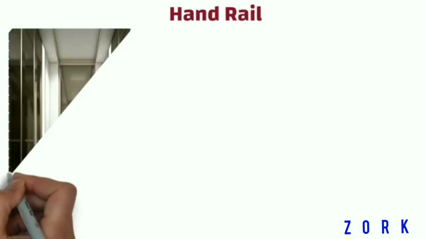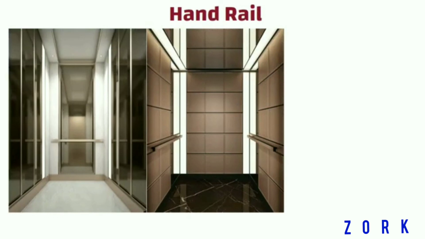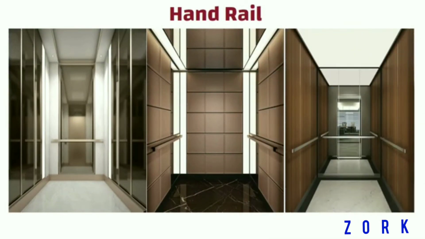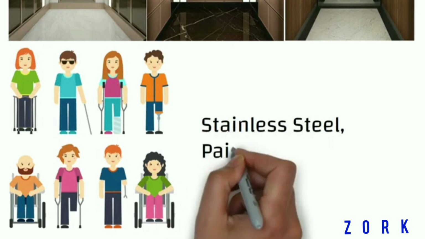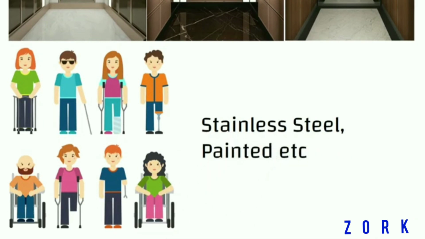Handrail. Elevator car in most cases is provided with a handrail at one side, two sides, or on all sides of the cabin. At least one side of the car has a handrail installed which can be used by passengers for support, including persons with disabilities. Handrails come with different finishes like stainless steel styles or painted in selected color upon client requirements.